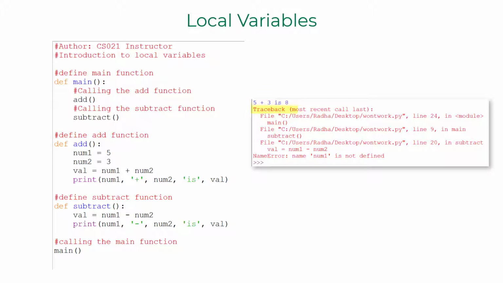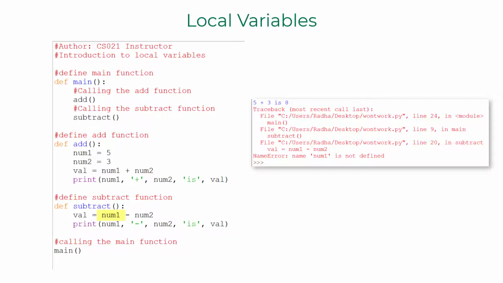The traceback for this error shows that inside main function and inside subtract function at the line val equals num1 minus num2, the name num1 is not defined. Python interpreter did not even bother to check about num2. It decided to throw the error immediately when it realized num1 is not defined.